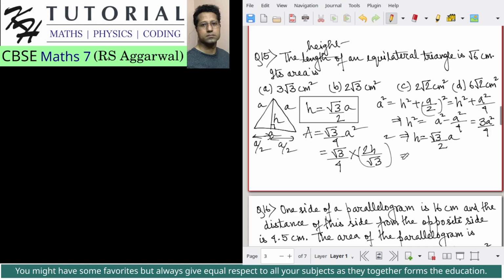So you must also be familiar with the relation between height and the area. We know that in an equilateral triangle, area is equal to square root of 3 divided by 4 a square. This is the relation between area and the length of each side. You must also be familiar with the relation between the area and the height of an equilateral triangle. So that's what I am trying to derive.